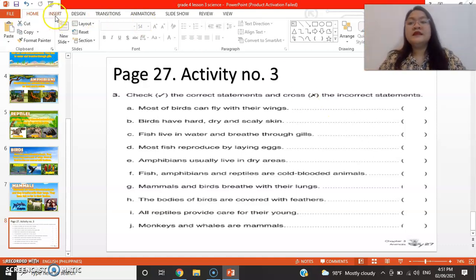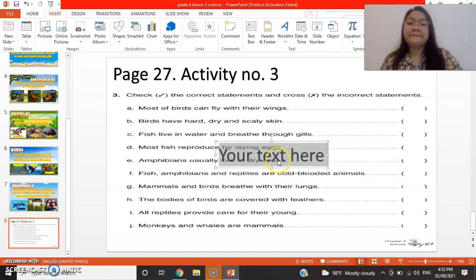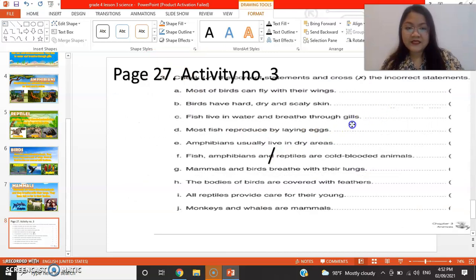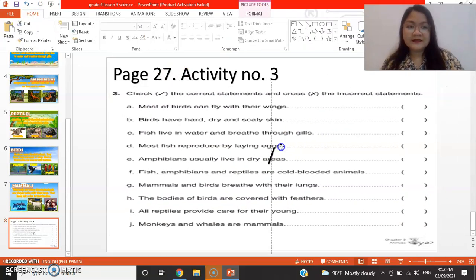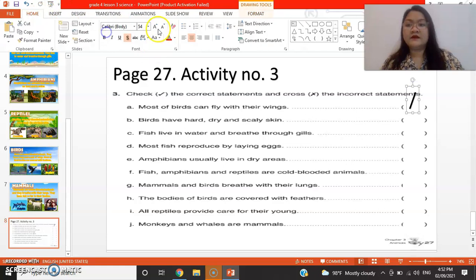Okay? So for example, letter A. Most birds can fly with their wings. Is it correct or not correct? What is your answer? 5, 4, 3, 2, 1. The correct answer is, very good, it's a check. Okay, just right. Correct.